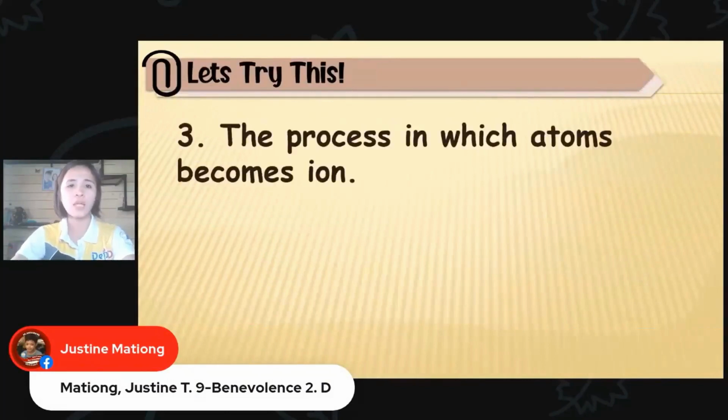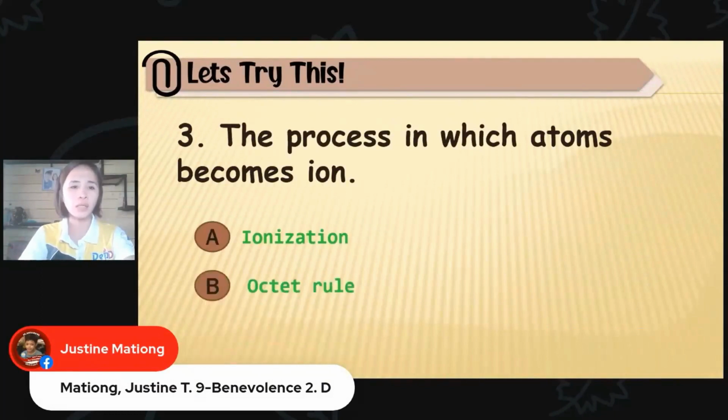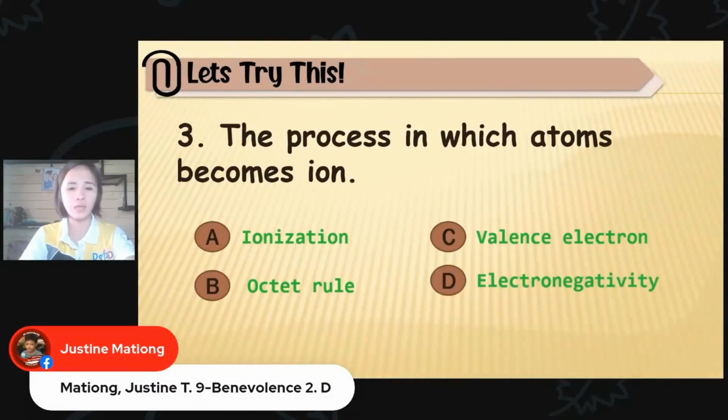The process in which atoms become ions. So number 3, the process in which atoms become ions. A. Ionization. B. Octet rule. C. Valence electron. D. Electronegativity. So what is the correct answer for number 2? Number 3 na rather. So ano kaya ang tamang sagot sa number 3? For number 3, pakitype po sa comment box ang inyong sagot.